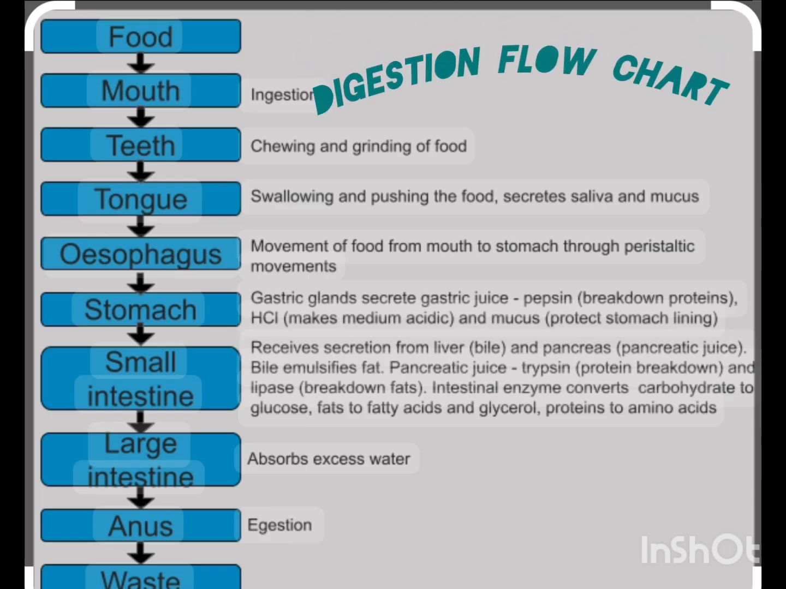Here there is a small flow chart you can understand. Food will enter the mouth. Teeth help in chewing the food. The tongue helps with the saliva and mucus, and we push the food. Then it enters the esophagus, and after the esophagus it enters the stomach, then from the stomach into the small intestine, and then the large intestine. Lastly, the waste is removed from the body. This is how proper digestion takes place.